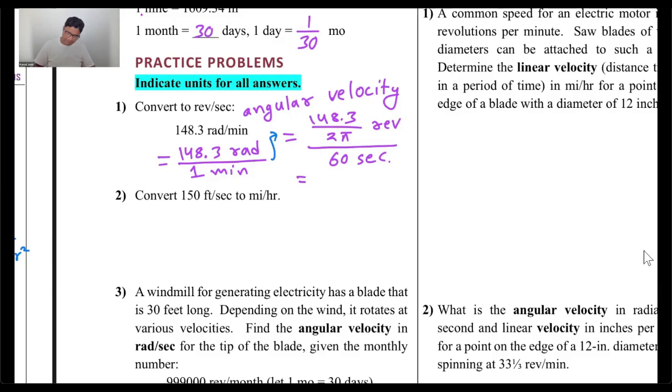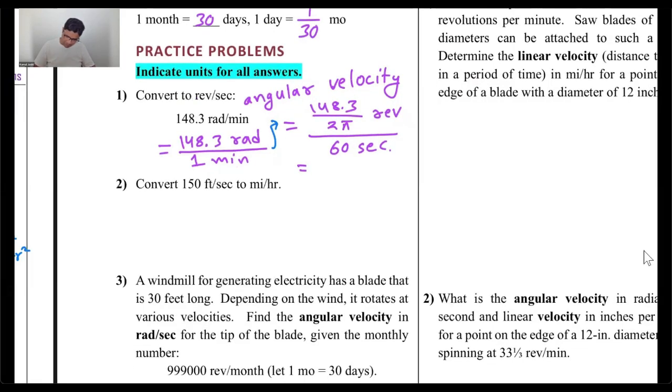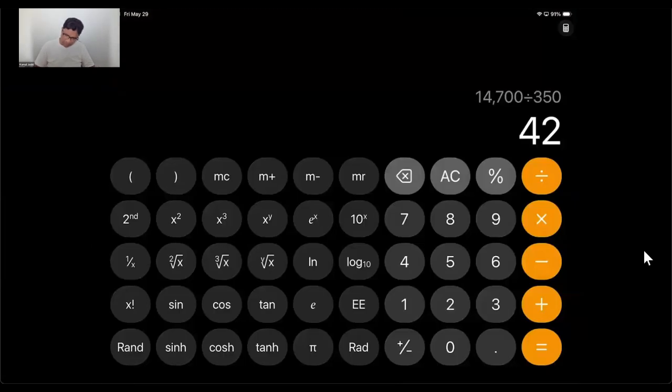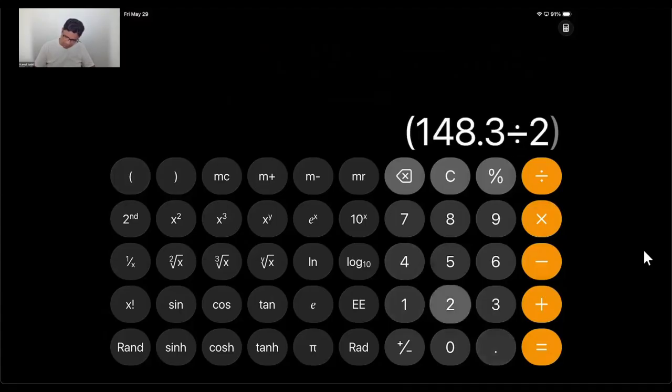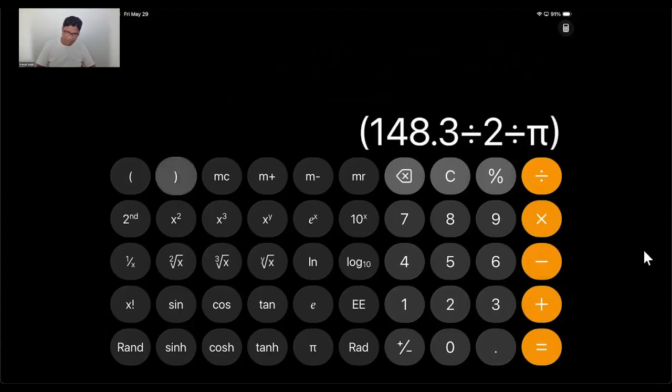Okay, 148.3 divided by 2 pi. I'll show you how you do that in a calculator. Use parentheses, divided by 2. Both pi and 2 have to divide, right? So you can do divided by 2 divided by pi. I don't know if it was for your video or somebody else's, I had made a mistake the other day.